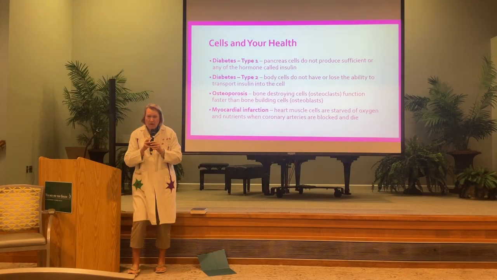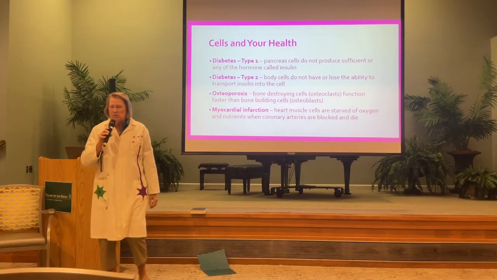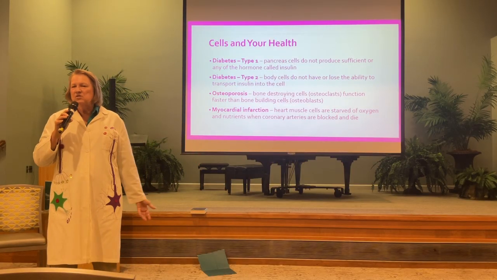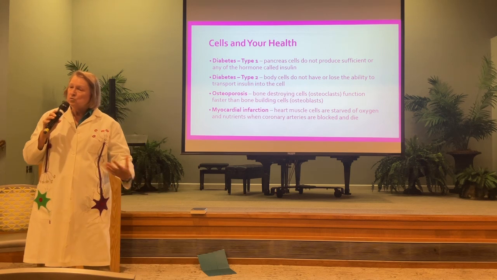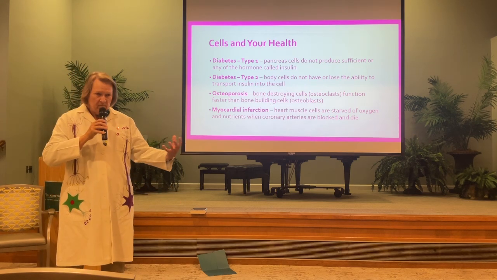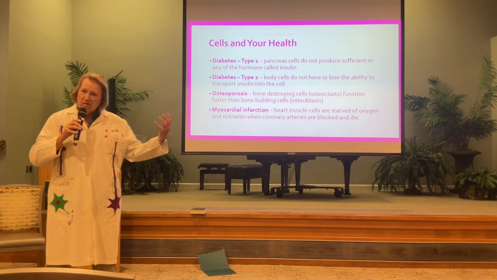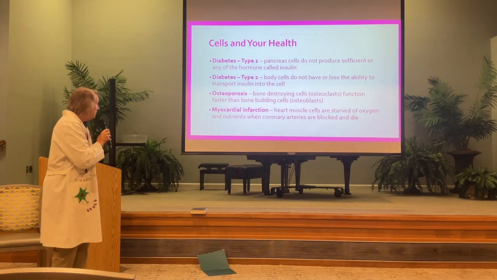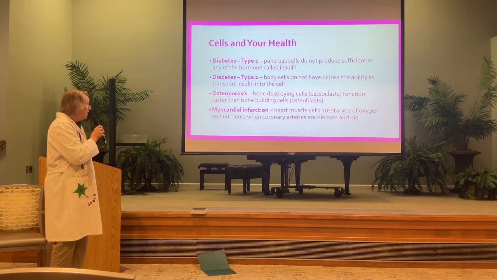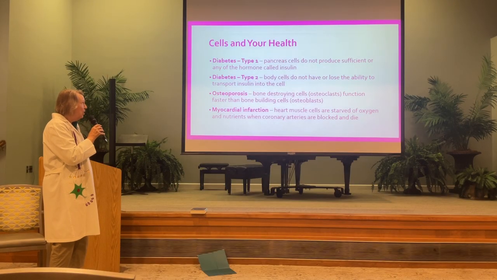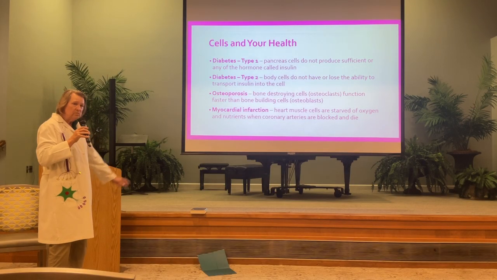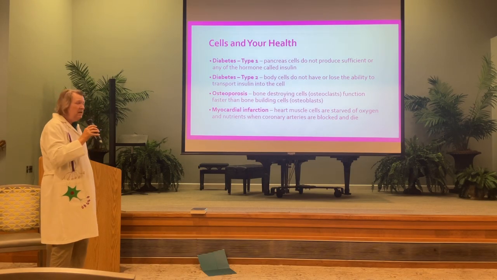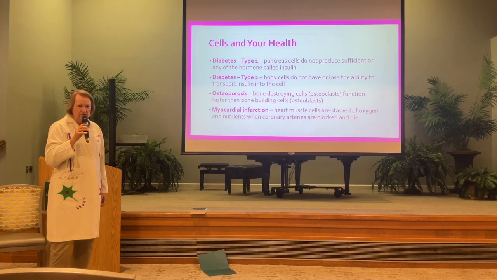So cells and your health. I mean, why do we care about this? Well, because all your good health happens at the cell level. And when something goes wrong, that's when you have medical issues. And so here's some examples of medical issues that happen when something's not working. So type 1 diabetes occurs when the pancreas cells, that little cluster I showed you, are not producing either any insulin or enough insulin.